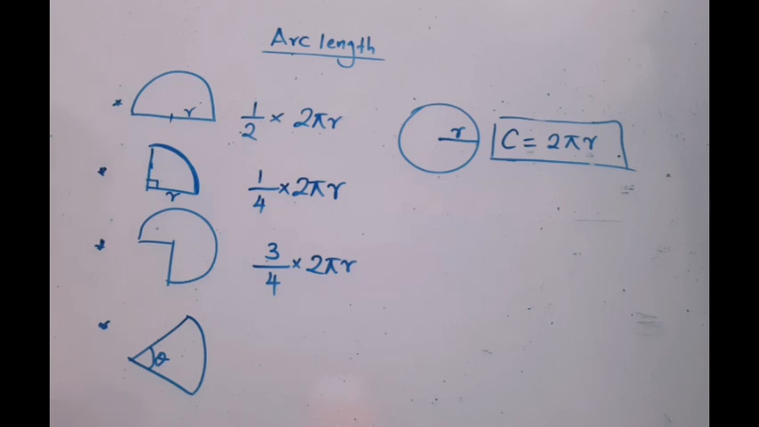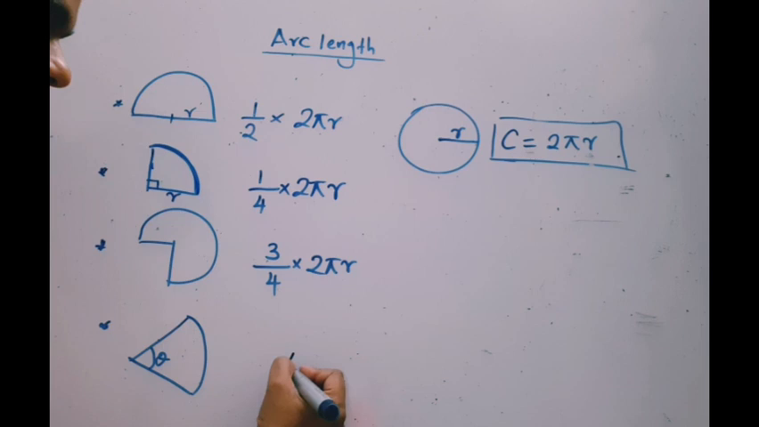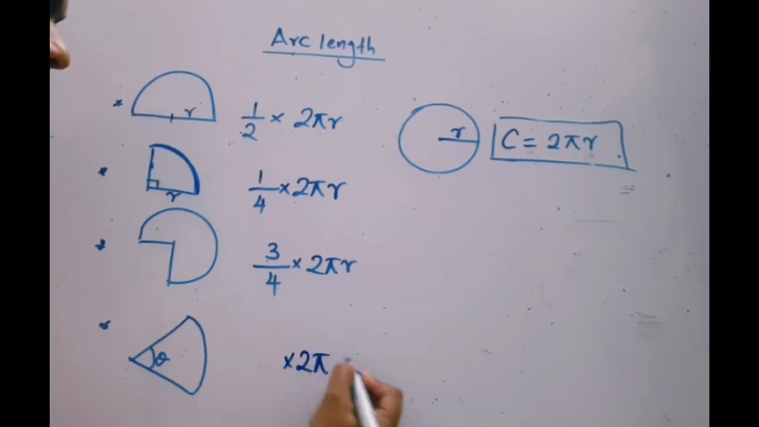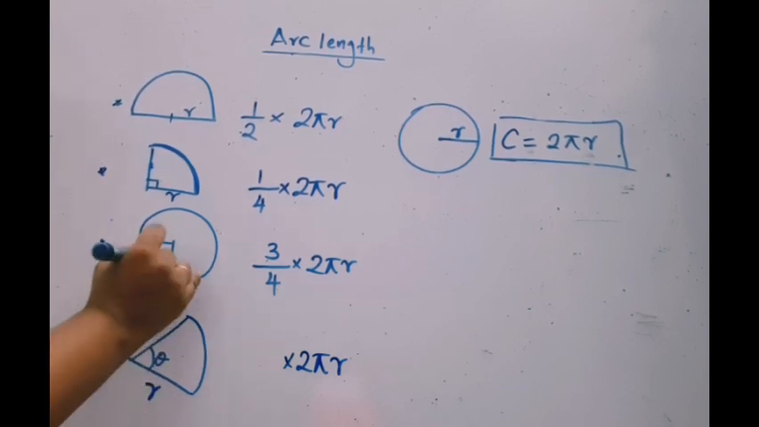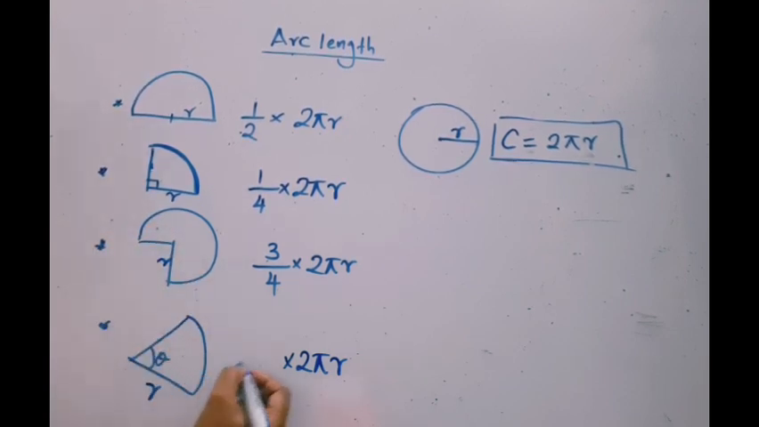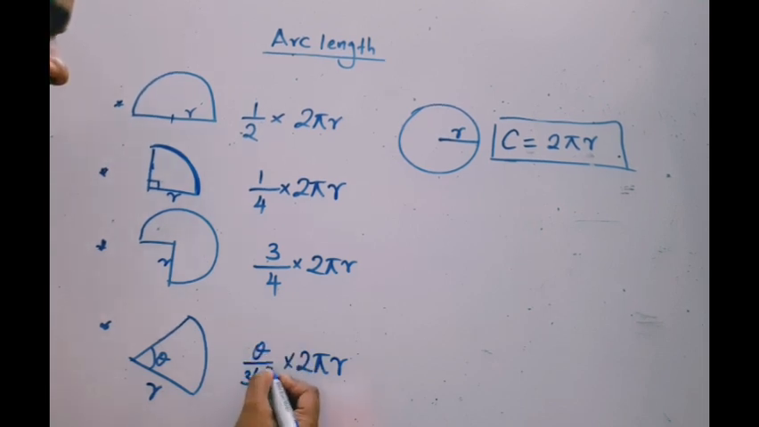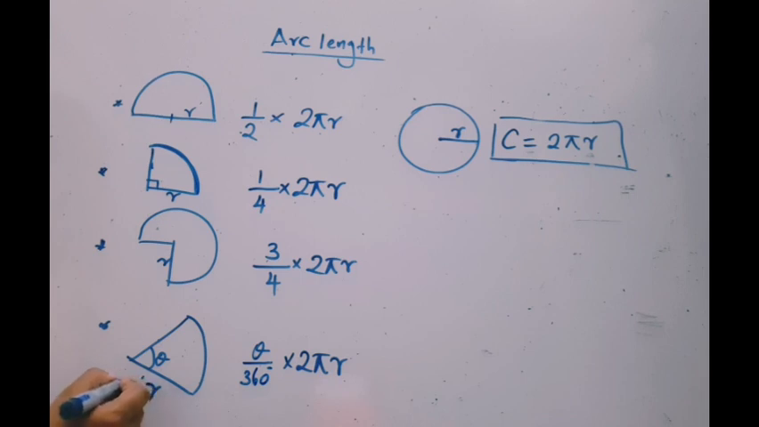So theta is actually an algebraic symbol to denote the angle. So how do we find the arc length for this sector? Here also, to the same formula, 2 pi r, where the radius is r, you should multiply this by theta over 360 degrees. Why? The angle around a point is going to be 360 degrees. So that's why we are writing it as theta by 360 into 2 pi r.